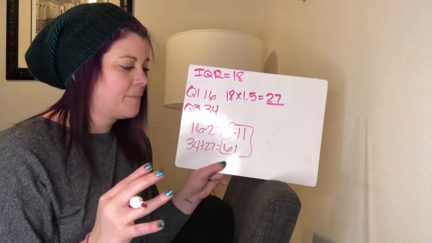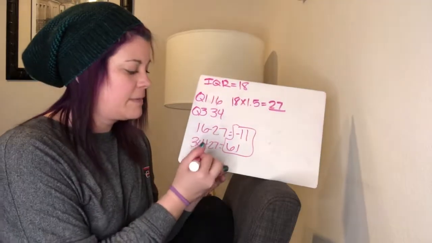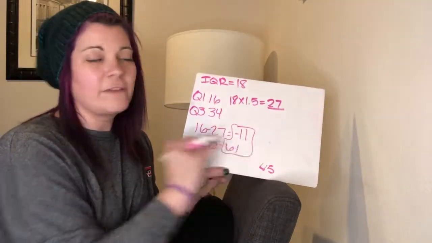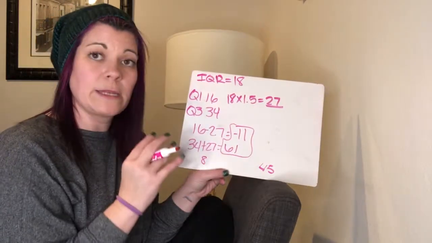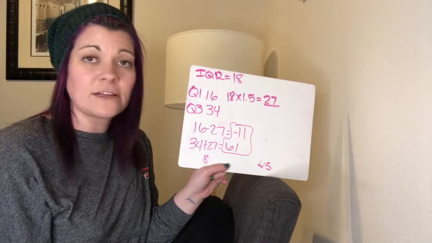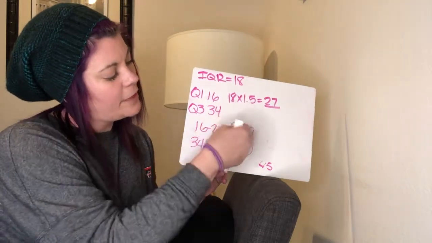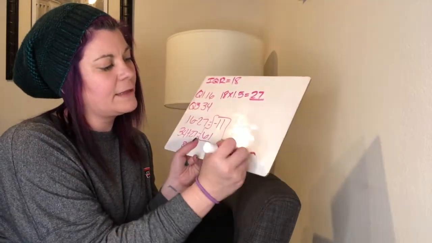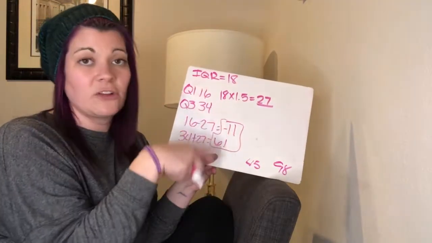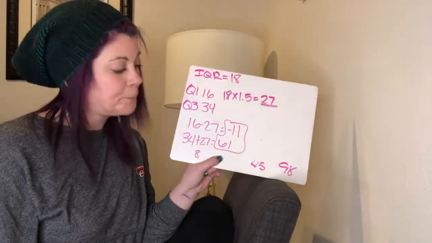If you remember our data, our minimum was 8 and our max was 45. So this data didn't have an outlier. Everything fit into the data selection. So you look for an outlier. Now, if I had like 98 in this, it would be an outlier because it's not in the range from negative 11 to 61. So that's how you calculate outliers. That's just a little bonus for you.